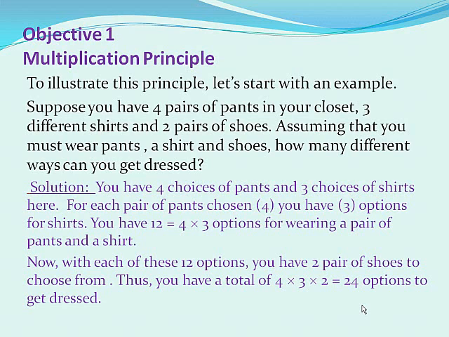Here is a solution. You have 4 choices of pants and 3 choices of shirts. For each pair of pants chosen, you have 3 options for shirts. You have 12, equal to 4 times 3, options for wearing a pair of pants and a shirt. Now with each of these 12 options, you have 2 pairs of shoes to choose from. Thus you have a total of 4 times 3 times 2, equal to 24 options to get dressed.